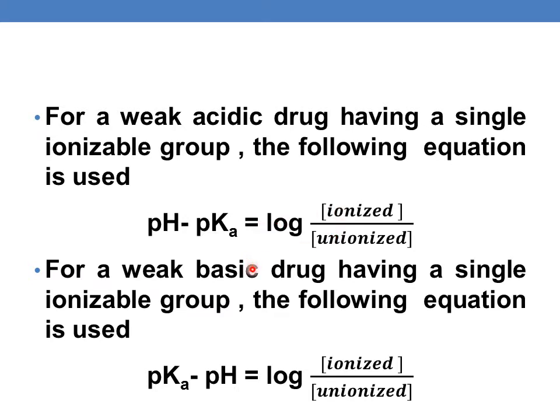And for a weakly basic drug having a single ionizable group, the following equation is used. In case of a base, it is pKa minus pH. In case of an acidic drug, it is pH minus pKa. And for a weak basic drug, pKa minus pH is equal to log ionized by unionized.